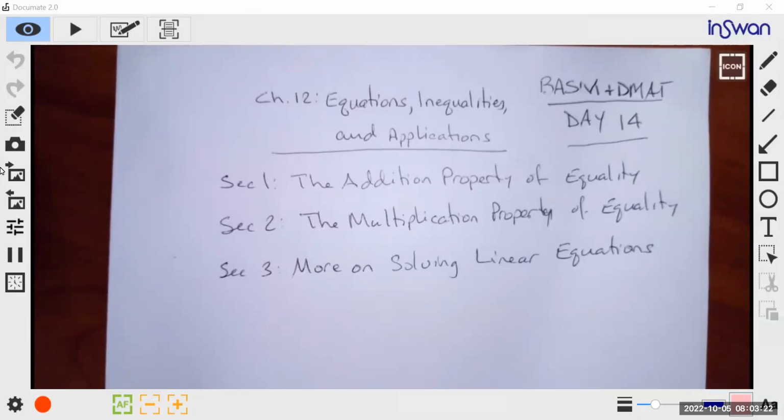All right, we finished chapter 11 last time. Any questions over chapter 11? Now we're going to start chapter 12. We're on the final stretch. We only have chapters 12, 13, 14, 15, and 16 to do.